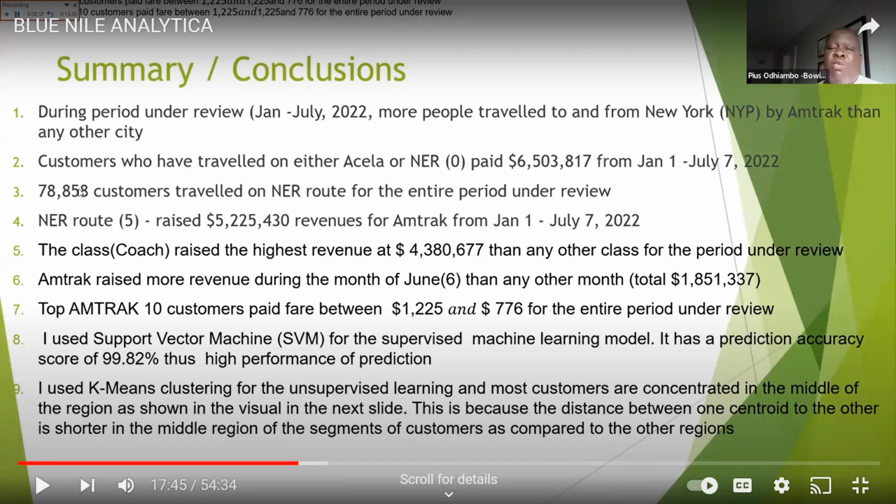Now, this is the number of customers who traveled on this route for the entire period under review. So when we have Acela and NER, this is the number of customers that travel, of course, it's more than those that travel here. What do you do to improve this? The one where they are not traveling more, you go and put incentives there so that you can divert traffic from here to there, or more people can choose that option. So these ones, you are not taught in class. These ones you learn yourself. So Amtrak customers paid fares between this and this. I used support vector machine for the supervised machine learning, and it has a high prediction accuracy. So you see the project we are doing.